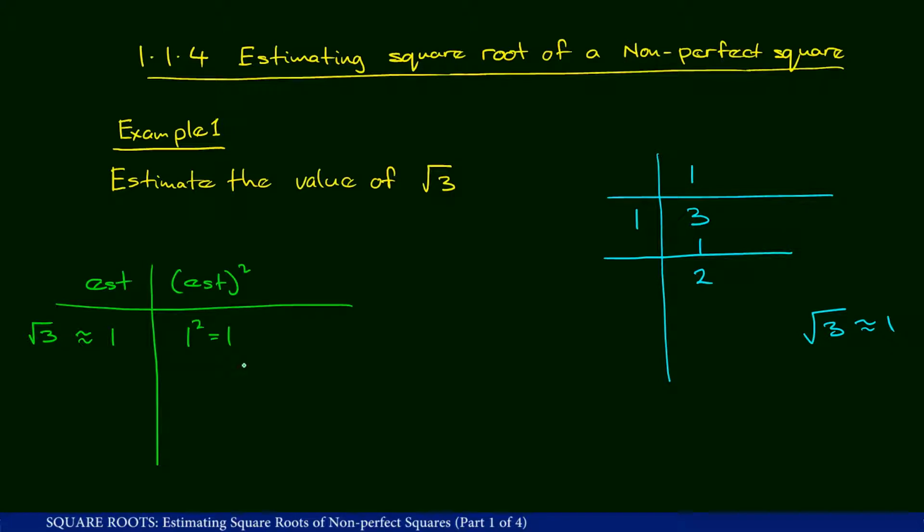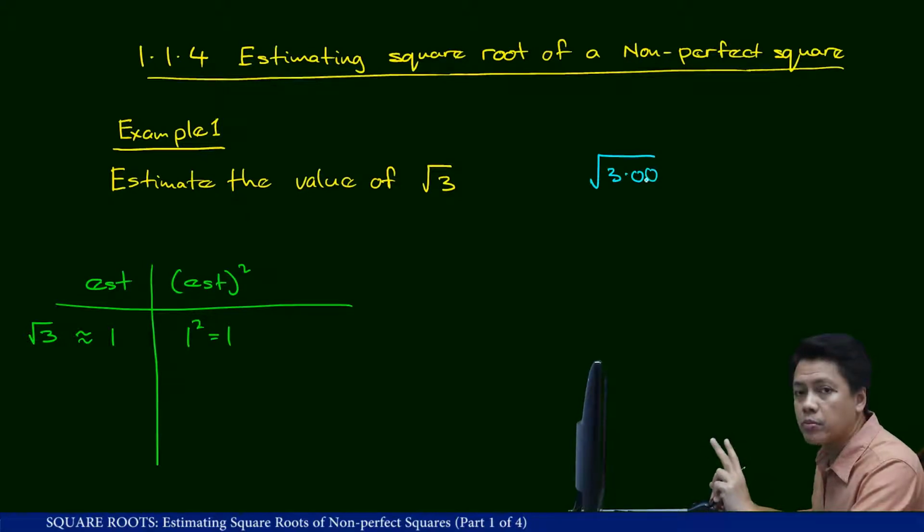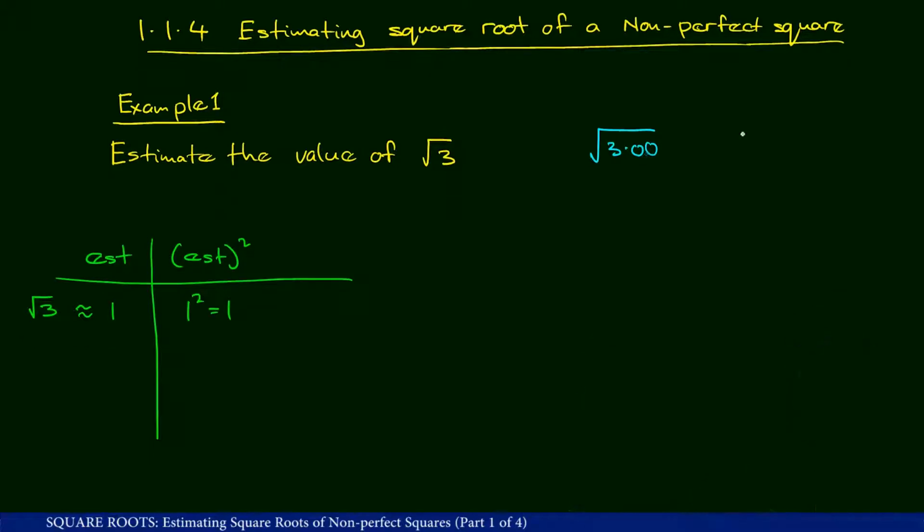Let's try to improve our estimation by finding square root of 3.00. So let's find square root of 3.00 by adding 2 decimal places. Remember that if you want to find the square root of a decimal number, we need to have an even number of digits after the decimal point. So 3.00. This is our first pair after decimal point, and this one before decimal point.